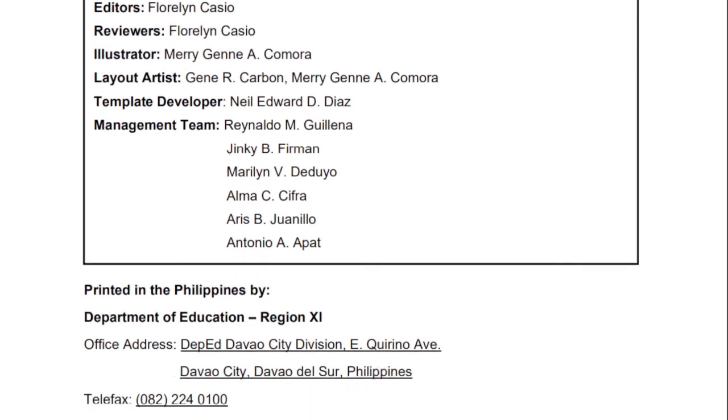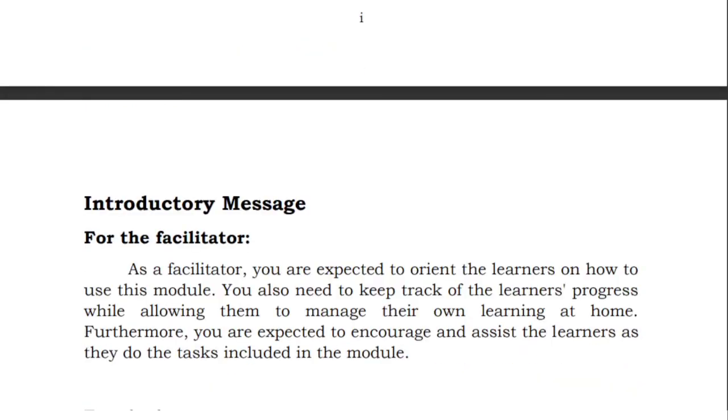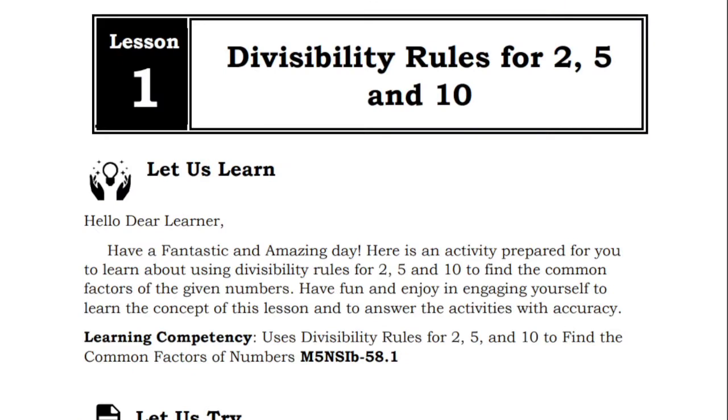So we are now here with the first lesson, and that is divisibility rules with respect to the numbers 2, 5, and 10. So what are divisibility rules? Let's recap your learning of how to divide. Let's say 8 divided by 2 is equal to 4. 12 divided by 3 is equal to 4. Let's say 27 divided by 9 has an answer of 3.